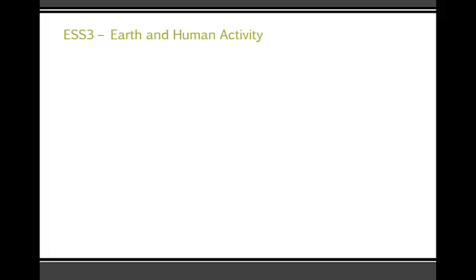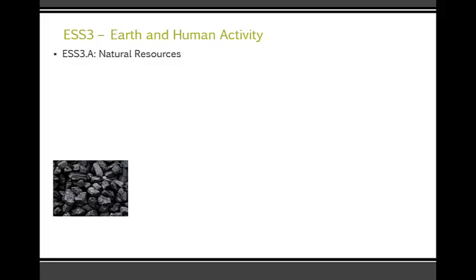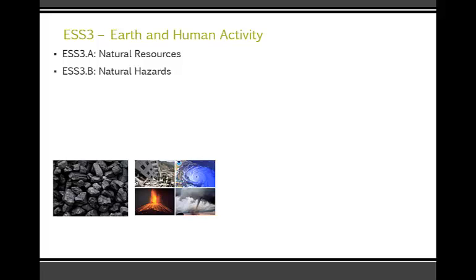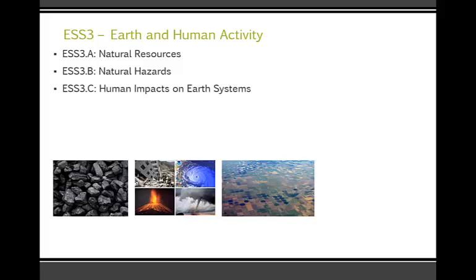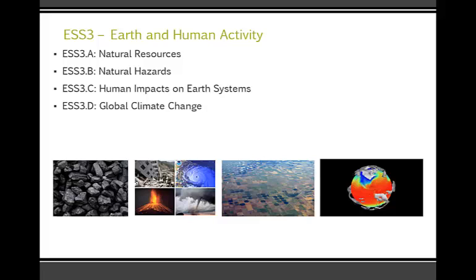It's more that question of history and technology and impact of science. The overarching question for Earth and human activity is, how do Earth's surface processes and human activities affect each other? There are 4 topics. ESS 3A is natural resources, where we address the question of how do humans depend on Earth's resources. ESS 3B is natural hazards, where we think about how natural hazards affect individuals and societies, which is something we've had a lot of opportunities to think about lately. ESS 3C is human impacts on Earth systems, and the question here is, how do humans change the planet? And ESS 3D is global climate change, where we question how do we model and predict the effects of human activities on Earth's climate.